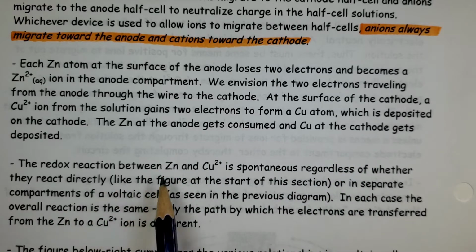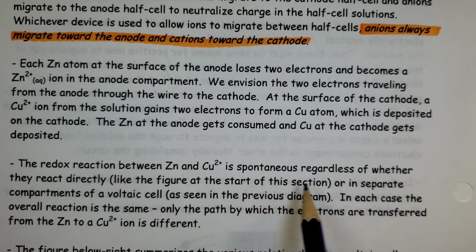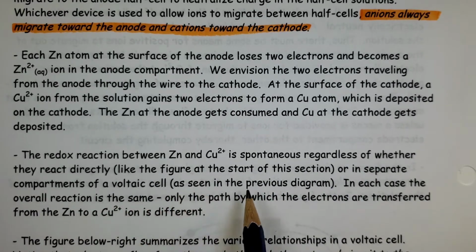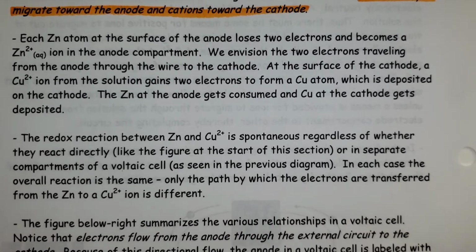The redox reaction between zinc and copper 2+ is spontaneous regardless of whether they are in direct contact, like at the start of this section, or when they're separated but connected by a salt bridge and an external wire, as in the electrochemical cell or voltaic cell. In each case, the overall reaction is the same, only the path by which the electrons are transferred is different.